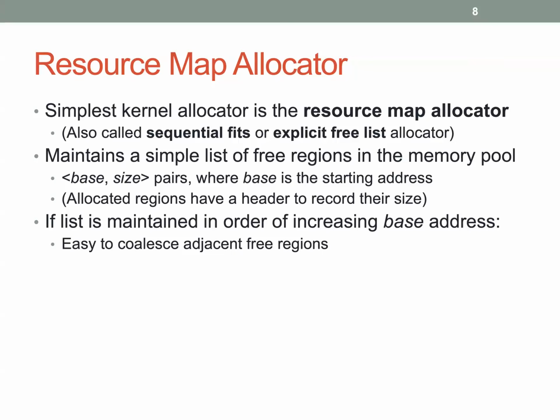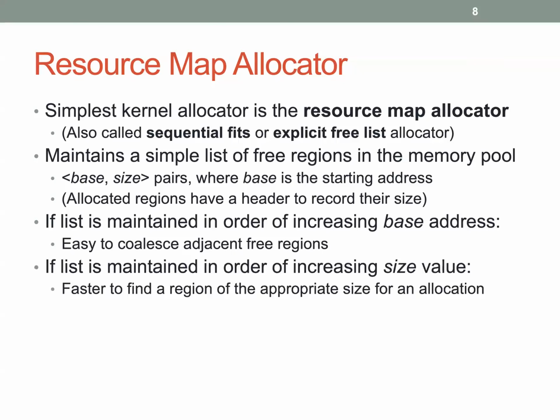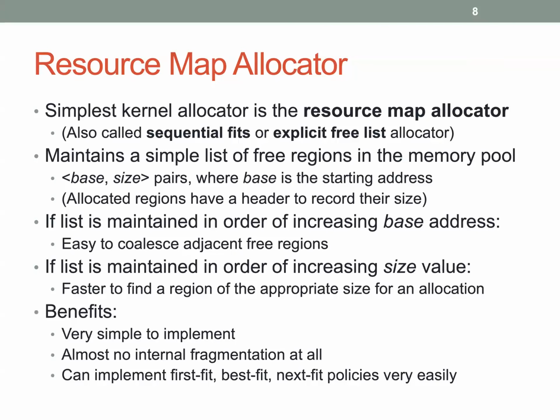So increasing base address makes it nice and simple for coalescing free regions, but the problem is if you want to do a best fit allocation strategy, you kind of have to hunt through the entire list. So another option is maintaining the list in order of increasing size value, because then it's very easy to look for a block that is just barely large enough to hold the request that you're looking for. And so you see that the benefits are easy to implement, very little internal fragmentation, because we're fitting allocation requests as best as we can. Typically, you'll use a first fit or a best fit strategy, and they tend to work very well. And so you have various techniques you can use here, and it's simple.